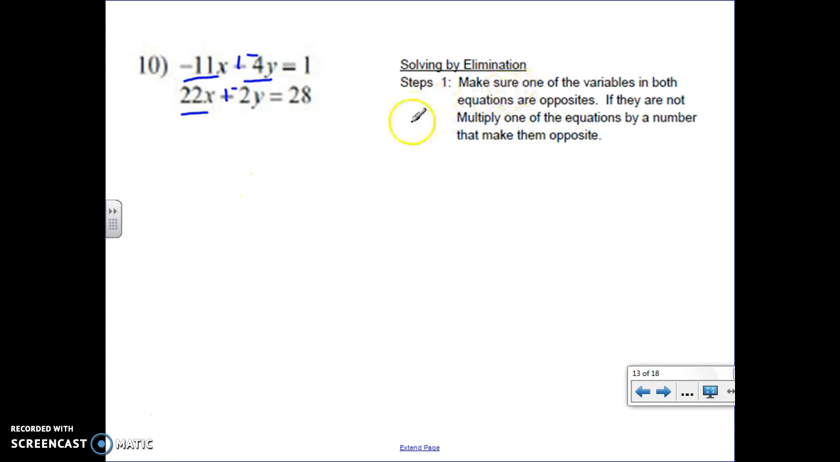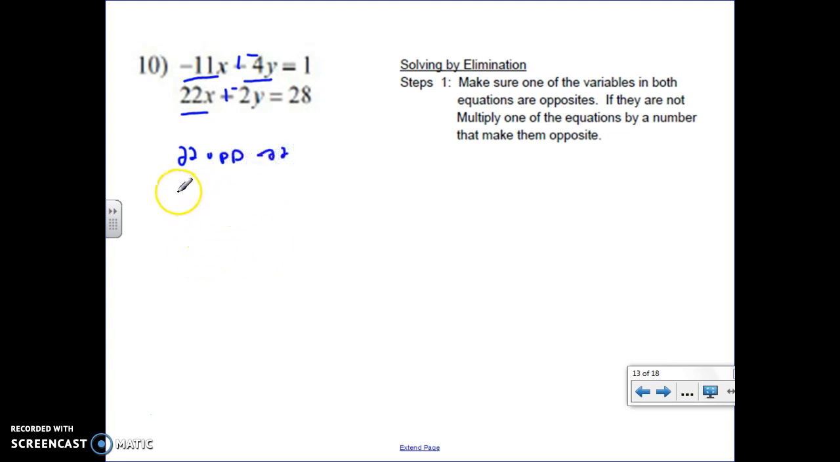Now, in this case, are any of these opposites of each other? Or are any of them the same number? No, neither of them are the same number or opposites. So what we're trying to do here is make either the x's opposite each other. So if I look at 22, the opposite of 22 is negative 22.